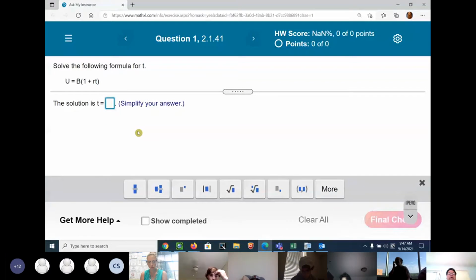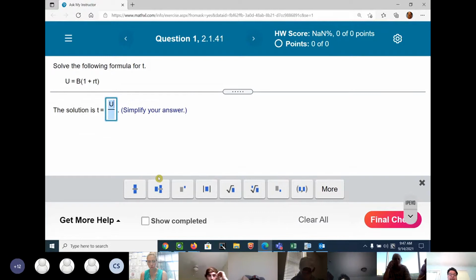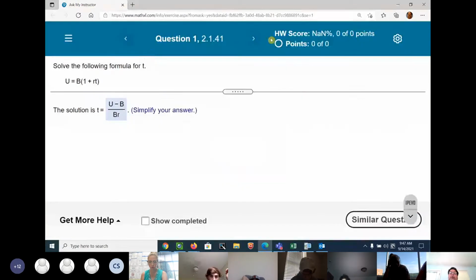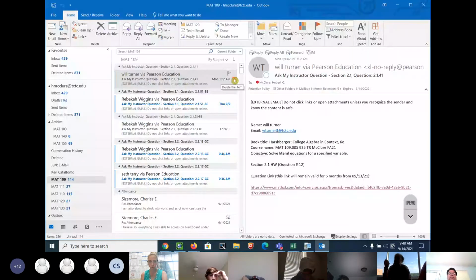I believe you had the same thing, whoever sent this, but you didn't have it simplified. You had it broken up into two fractions. Okay, so U minus B over BR. I think you had it over two fractions, which is not mathematically or algebraically incorrect. That's fine, but they're looking for the most simplified answer. So I would not mark it wrong on a test. I would probably bring attention to it and say you need to simplify it.